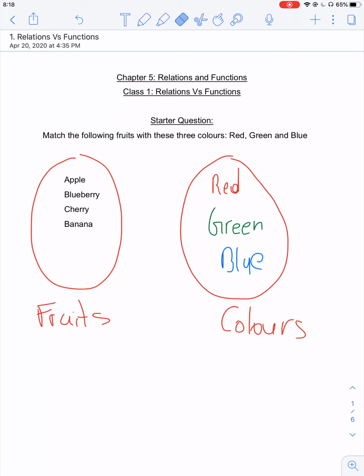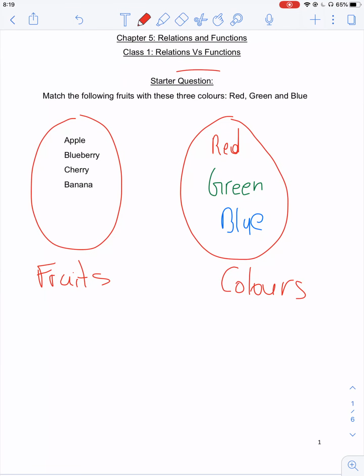So for the starter question, it's just a simple question, right? To understand functions, we need to understand relations. They're kind of tied together. So I'm going to ask you to answer this starter question, pause the video. It's just a matching question. But once you do the question, I'm going to point out a few important things. So please do that. But obviously, I'm going to continue.